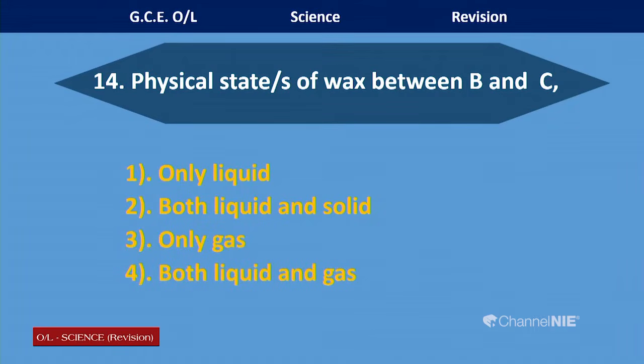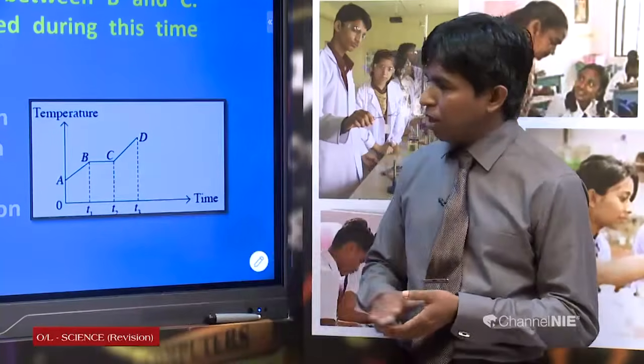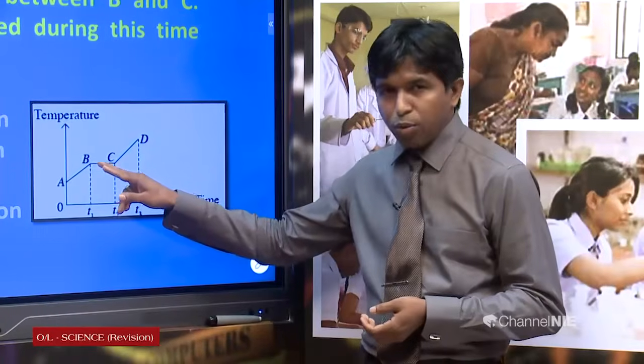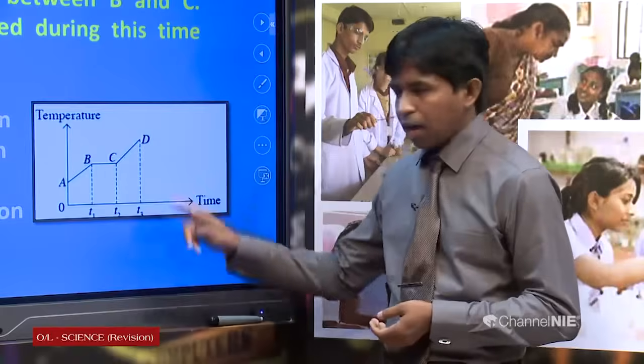Question number 14, physical state of wax between B and C. This is again linked with the previous graph. Between B and C, the physical state. From A to B, solid wax, gradually the temperature increases. At B, that is the point where the wax begins to melt.